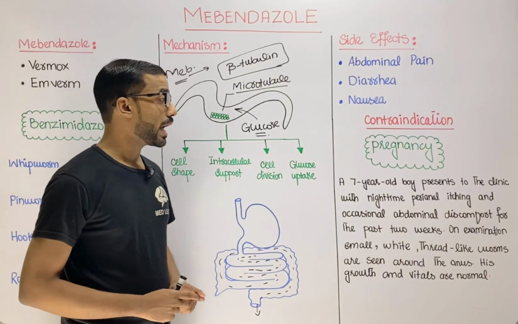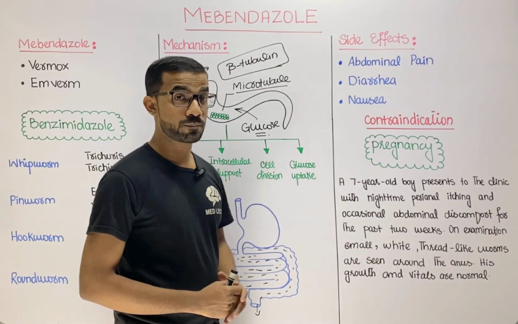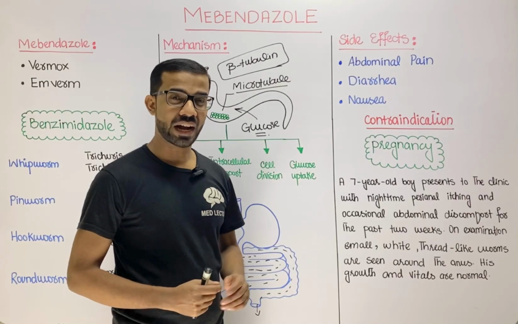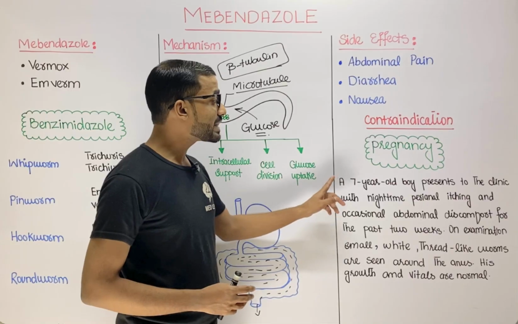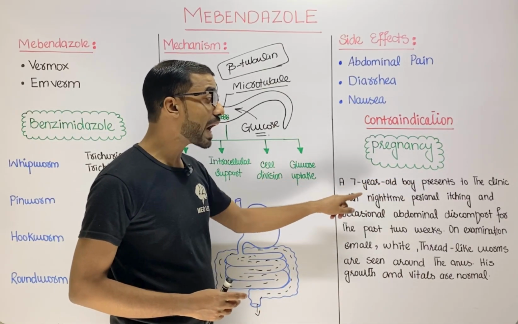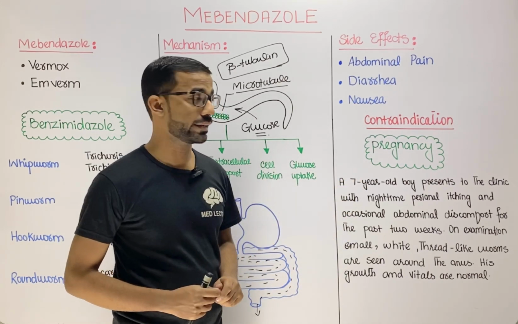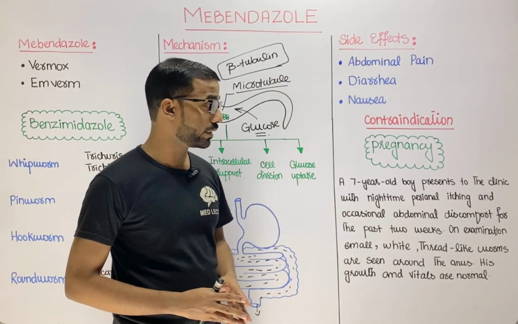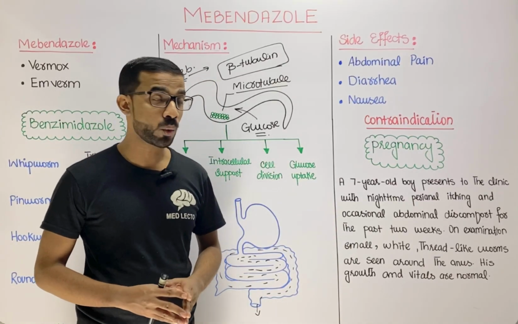And if we see the scenario, you see a 7-year-old boy. That is the most interesting scenario related to the drug that we have discussed right now. A 7-year-old boy presents to the clinic with nighttime perianal itching around the anus area, and occasional abdominal discomfort for the past 2 weeks.